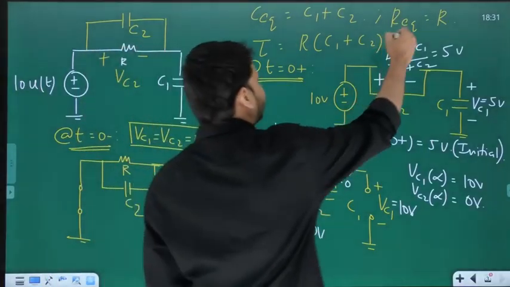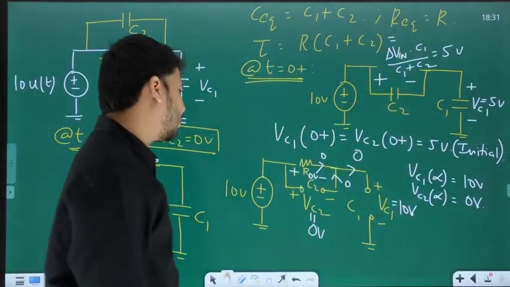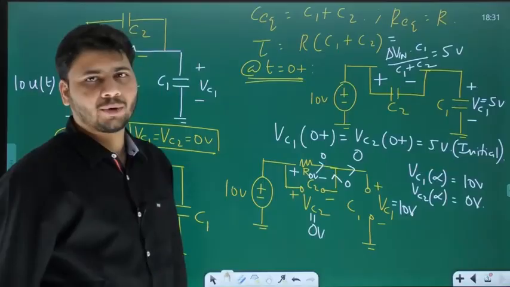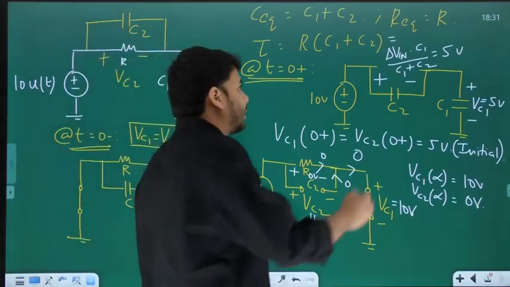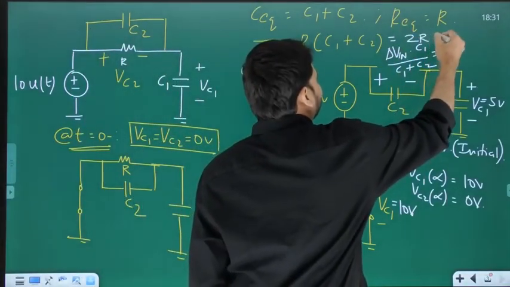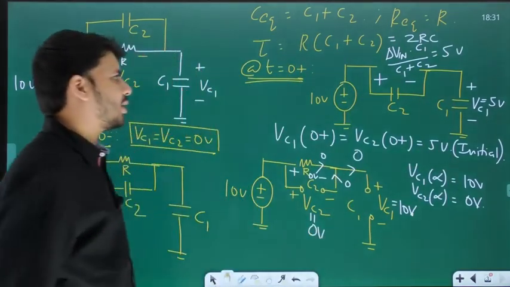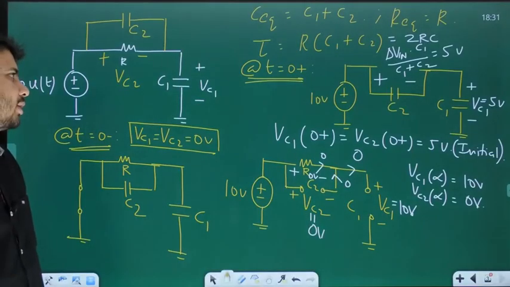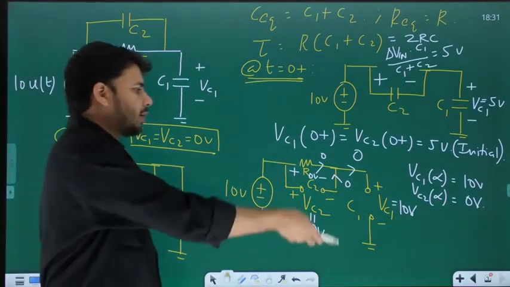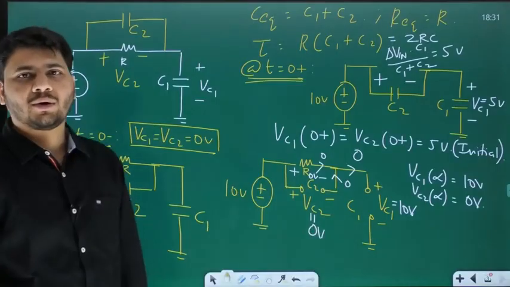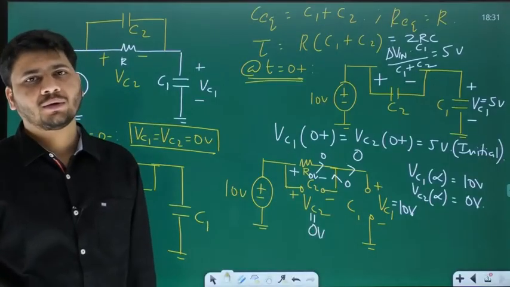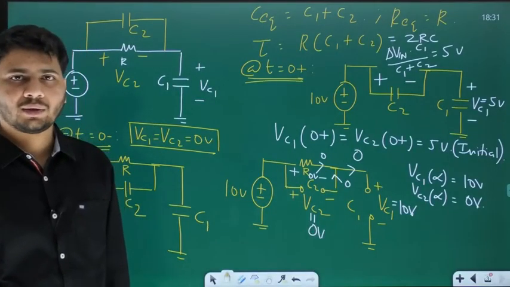And here what is tau? R times (C1 plus C2). Since C1 and C2 both are assumed to be equal to C, is it not 2RC? C1 is C, C2 is also C. 2C times R is 2RC. That's all. Tau is 2RC. Initial, final. Let us write down VC1 of t and VC2 of t for t greater than 0.